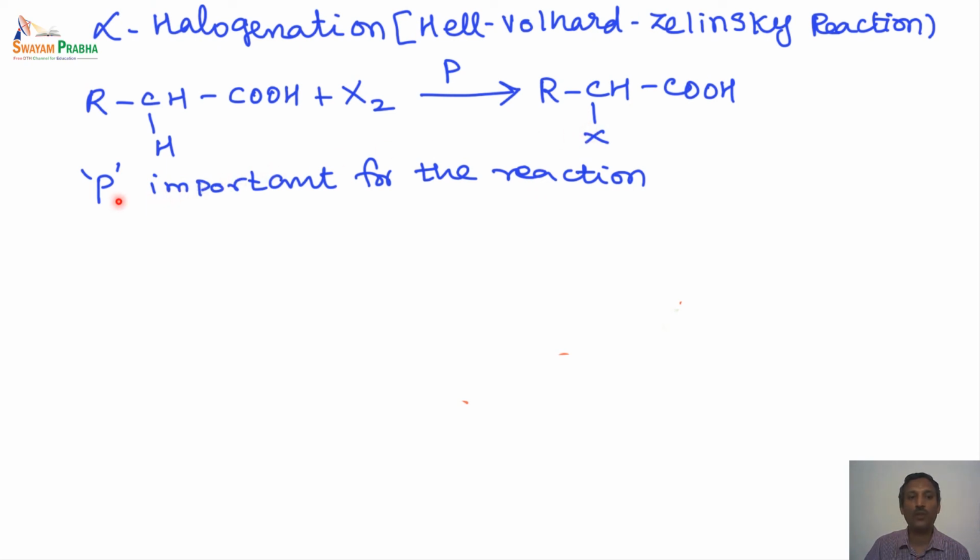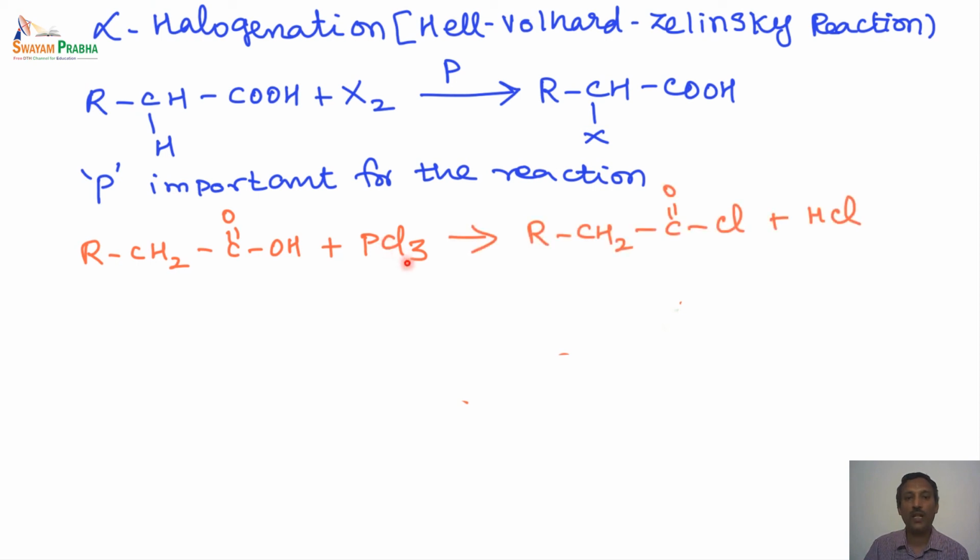We will now find out why phosphorus is important for this particular reaction. In the initial step, phosphorus reacts with the halogen to produce PX3 or PCl3, the corresponding phosphorus trihalide formed in the first step. This trihalide reacts with the carboxylic acid to give the acid chloride, because this reaction we have already seen earlier: carboxylic acid can be converted to acid chloride by treatment with PCl3. So the same reaction produces the carboxylic acid chloride.